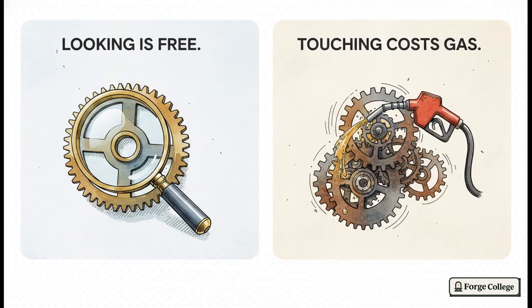This next difference is absolutely crucial to remember, especially if you care about the health of your crypto wallet. Just looking at the machine using view or pure functions is totally free. You can window shop that data off-chain all day long. But if you want to physically move the gears to modify the state, yeah, that's going to cost you real gas to permanently alter the blockchain's record. Remember the golden rule: looking is free, touching costs gas.